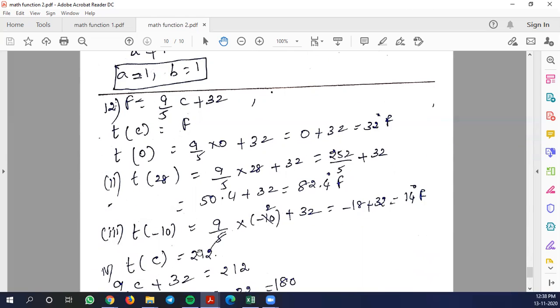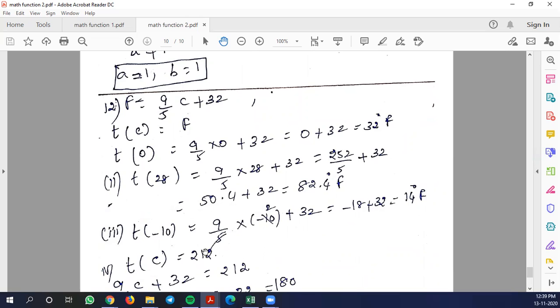Now, T of minus 10. So again 9 by 5 into minus 10 plus 32. So this 5 and minus 10, 2 times here. Now minus into minus, plus, 9 twos are 18 plus 32. Unlike signs, subtract. 32 minus 18 is 14. Sign of the greater is plus, 14 degree Fahrenheit.